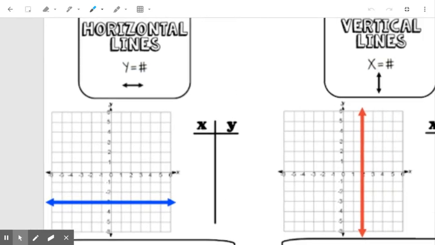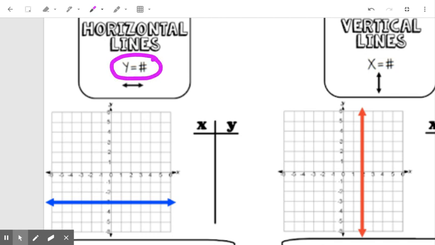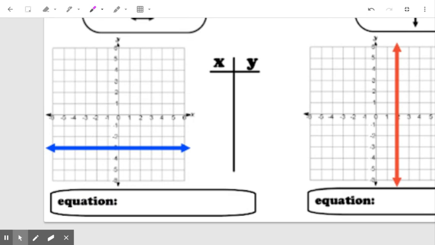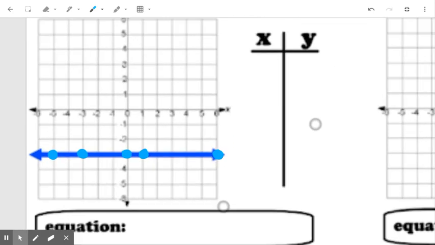Now you can see up here that it says y equals a number, with this little horizontal line here. Now I want to talk about why horizontal lines have this type of equation. So I'm going to take this line down below here, and I am going to make a list of several ordered pairs of points on this line. I'm just going to pick a few points. It doesn't matter where I pick them, I'm just picking different points on this line. And I'm going to write those ordered pairs.